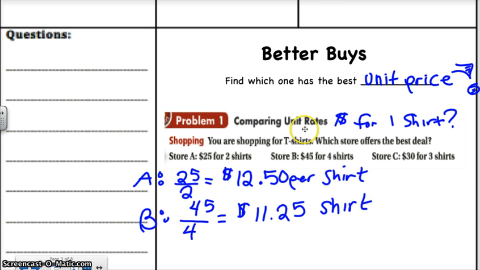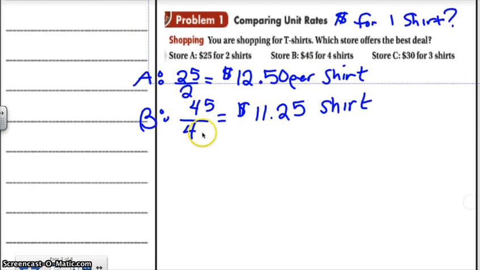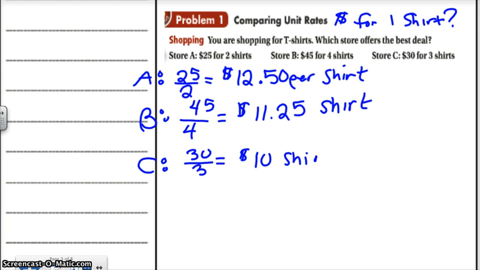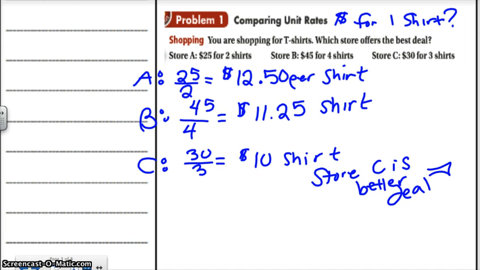Okay, and what about store C? Store C says 30 bucks for 3 shirts. How much for one then? 10 bucks, right? So who's cheaper? C is 30 bucks for 3, which is $10 a shirt. I'm going to store C. Okay, store C is the better deal.